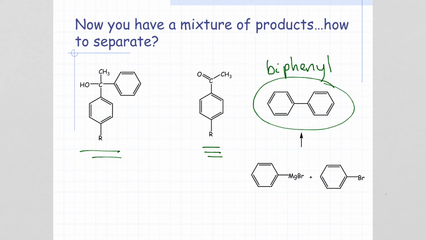And biphenyl comes about because one of the side reactions that we have not mentioned is that a Grignard reagent can react with an alkyl, in this case an aryl halide. And it's not a very good reaction. That's why we use lithium dialkyl cuprates instead. But it can happen, especially if you have a lot of bromobenzene around and some of the Grignard reagent. So it can react to give you biphenyl.